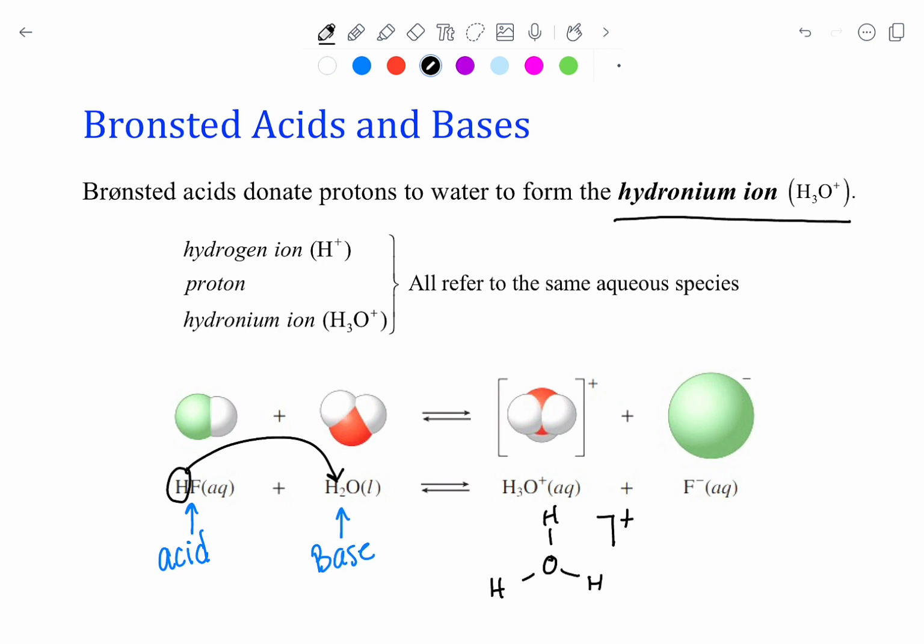So we can refer to the moving of a proton or the changing of the charge in 3 different ways. We can say that we've donated a hydrogen ion, we say that we've donated or accepted a proton, or that we've created the hydronium ion. The hydronium ion isn't just another way of saying hydrogen ion and proton. They all refer to the same aqueous species in the reaction.